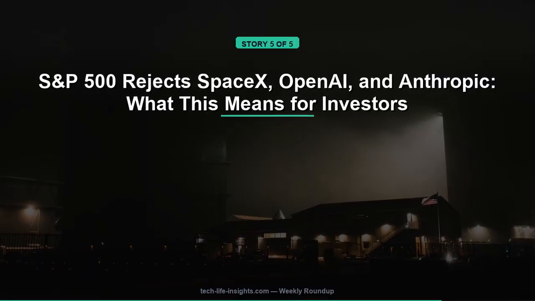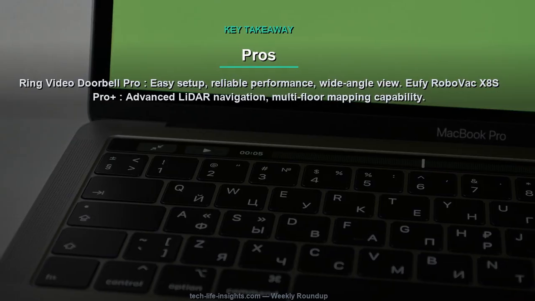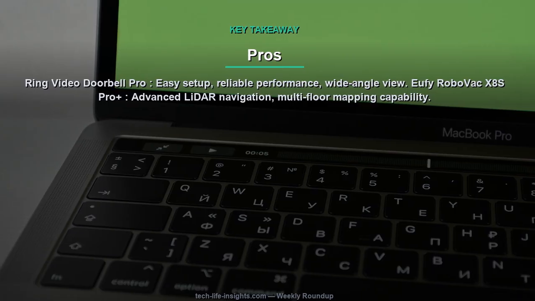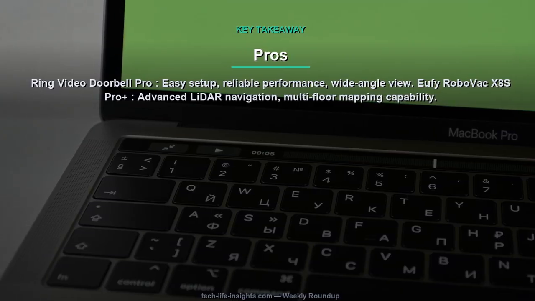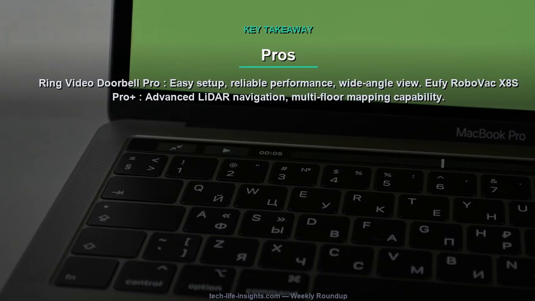What this means for investors. Pros. Ring Video Doorbell Pro: easy setup, reliable performance, wide-angle view. Eufy RoboVac X8S Pro Plus: advanced LiDAR navigation, multi-floor mapping capability. Nest Learning Thermostat: saves on energy bills, integrates with smart home systems.